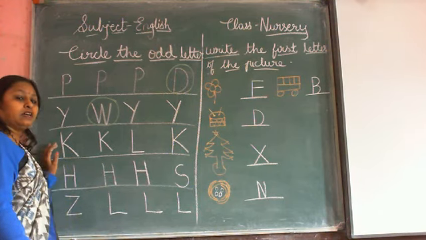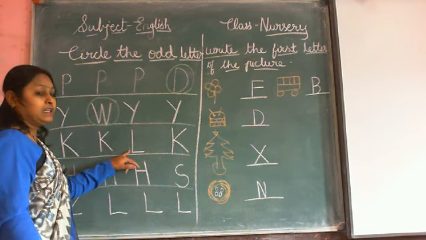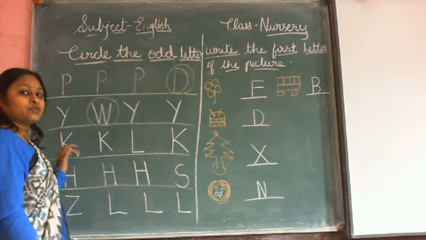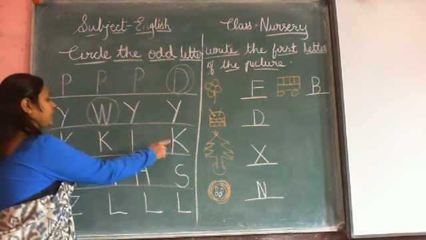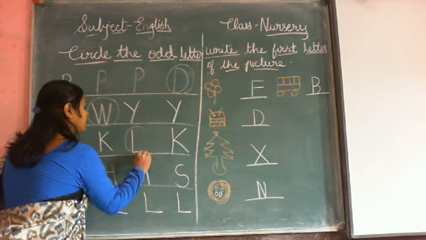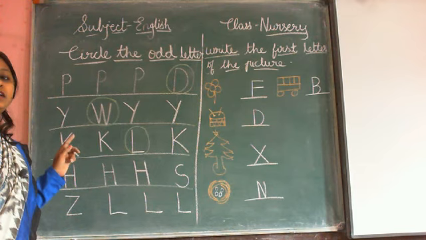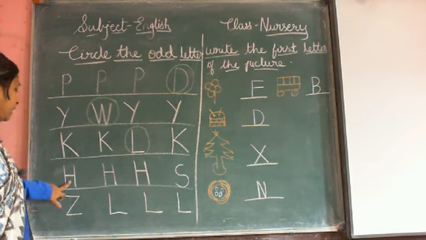Next, look here. K, K, L, K. So which is different? All are K, but here L. So circle the letter L.